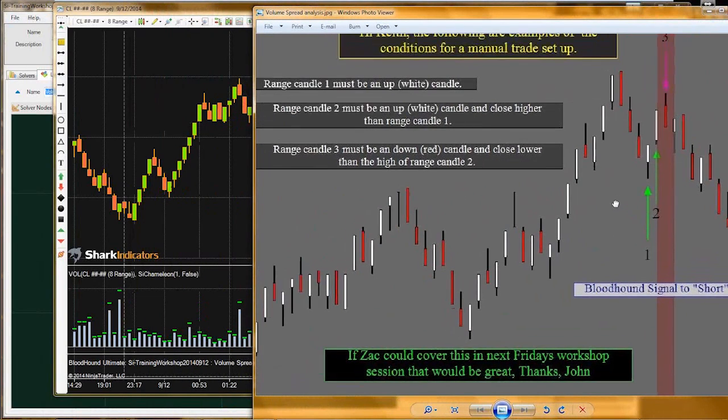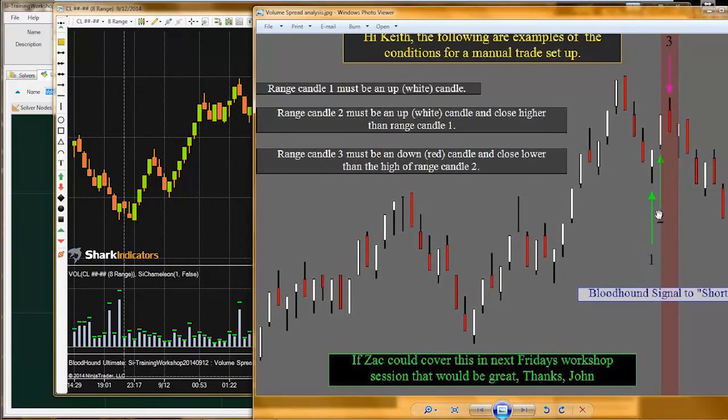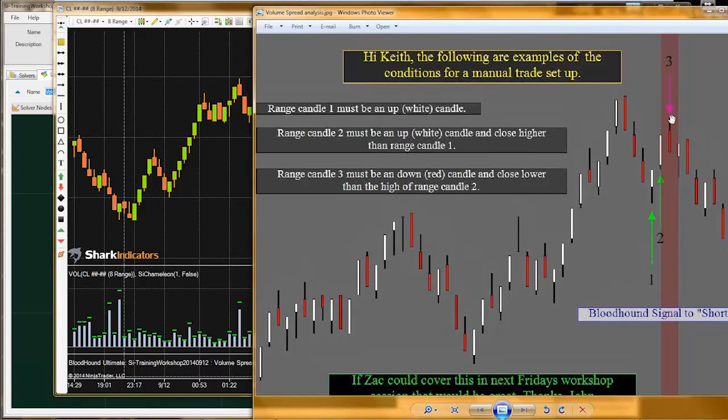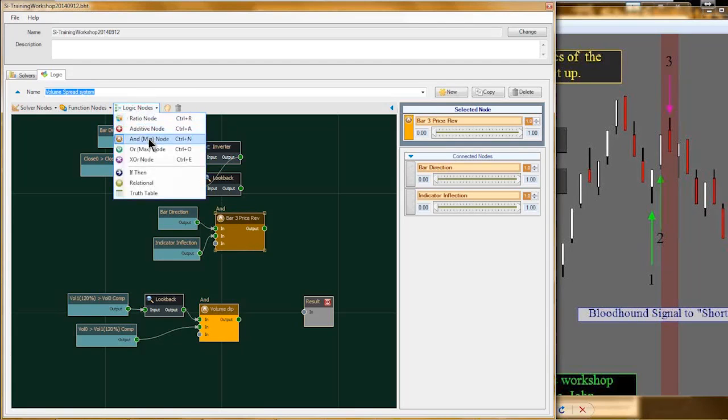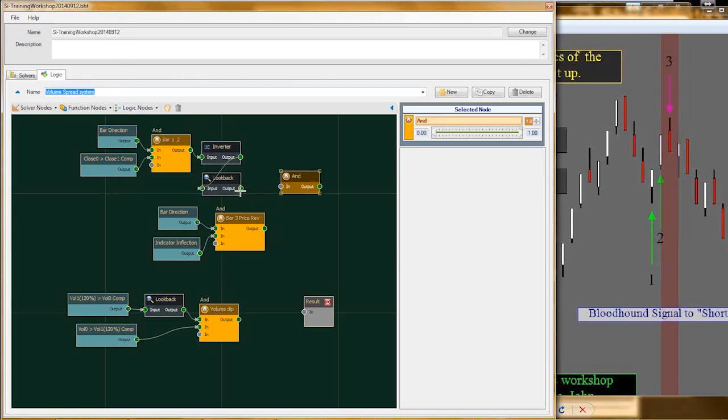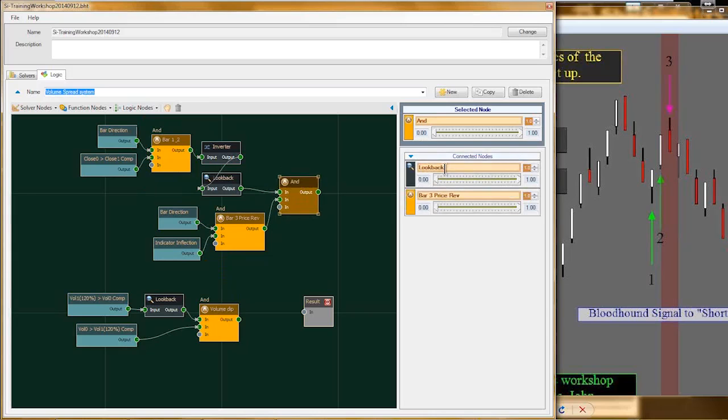All right, so looking at our set of conditions again, we got bar 1 and bar 2 up bars, and our bar 3 here is a reversal bar. So as you look at this, this AND node is, remember, looking at bar 1 and 2. These two solvers are looking at bar 3. What I can do is drop another AND node in here, and this AND node is basically looking at the whole price action. I like to keep the name short here, so that's looking at the whole price action. And remember, this AND node here is looking at the volume dip.